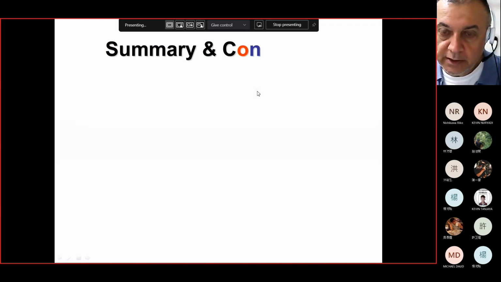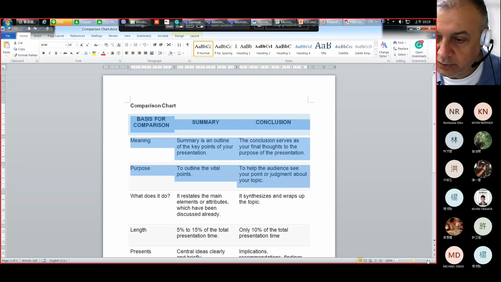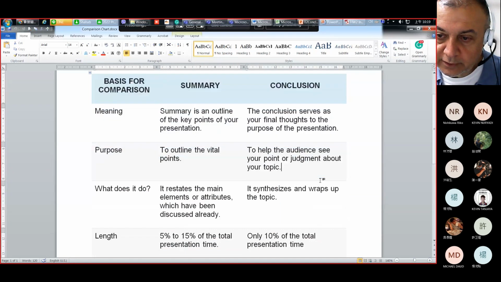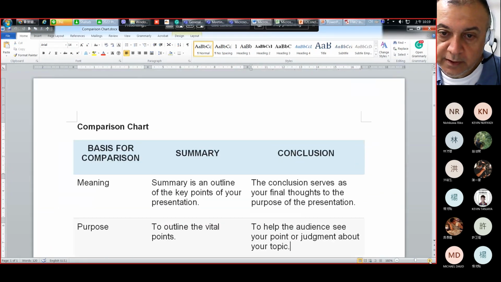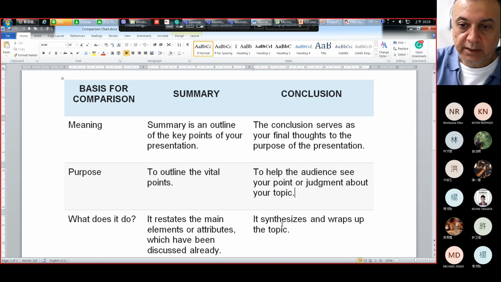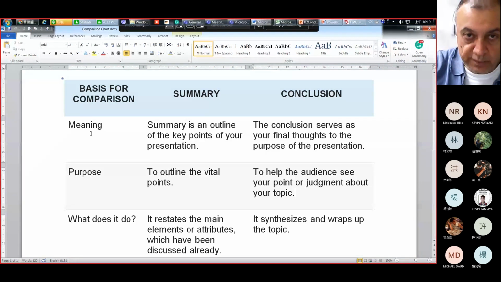All right. So summary and conclusion. Let me share with you a chart that I just created for this presentation. It's in the Word format, and I will make this chart available later. Basically, what is the difference between the summary and conclusion? First, on the meaning. What meaning is the summary portraying? Summary is about just an outline of the key points in your presentation.